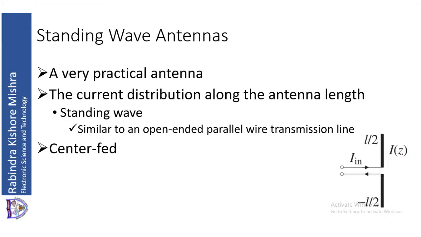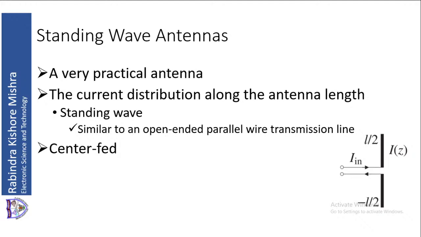This is a practical antenna. Current distribution is a standing wave pattern. Now look at this antenna. On the right hand side, the antenna extends along the z-axis, and length is from minus L by 2 to L by 2. Let us call L by 2 equal to H. Sometimes I will call it H, or sometimes I will call it L by 2 during our discussion.